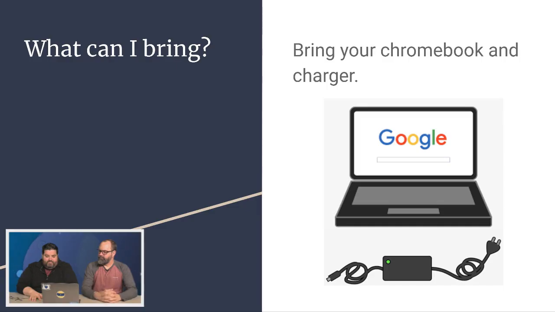Okay, bring your Chromebook and charger. We can't emphasize this enough. Chromebook and charger. Make sure that Chromebook is fully charged. A fully charged Chromebook means more success in testing.